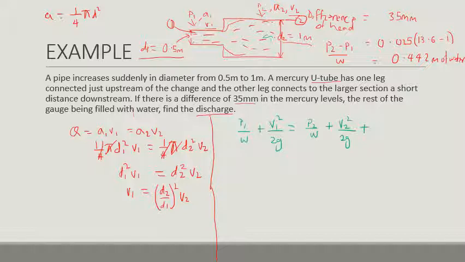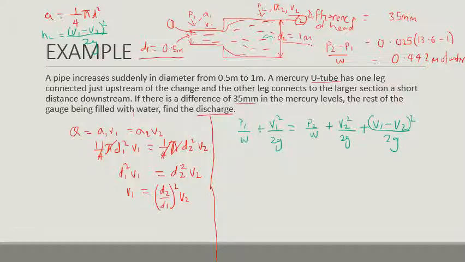But we got HL in the former slide. For this kind of condition, HL is equal to V1 minus V2 all square over 2G. So we can just substitute that in for HL, and that will give us V1 minus V2 all square over 2G.